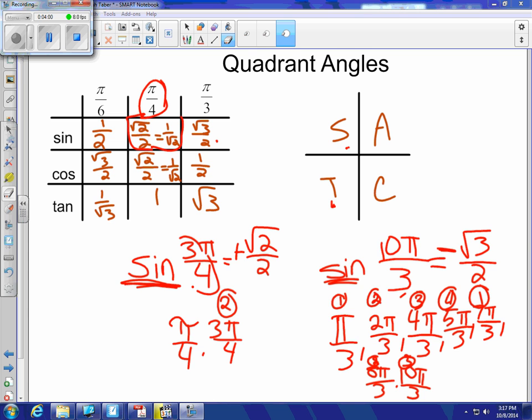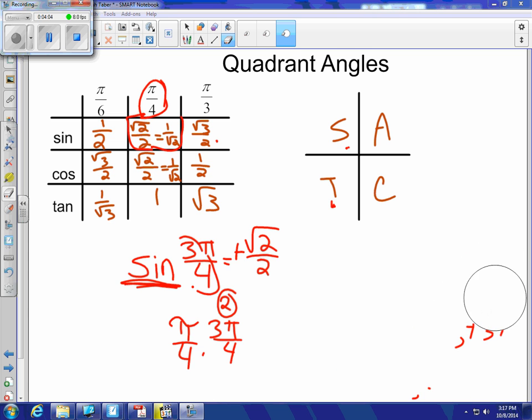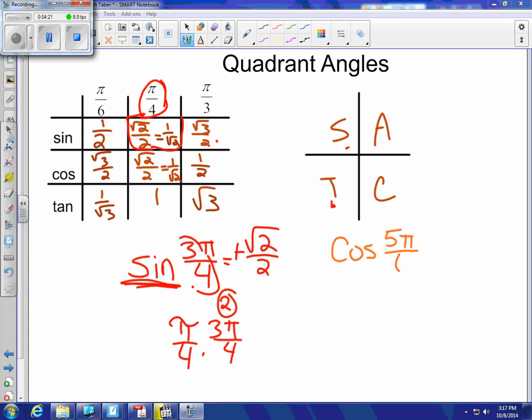Let's try something different. Let's try something with cosine. Let's do, I don't know, cosine 5 pi over 6. Well, what does that equal? Well, we know we got to use the pi over 6 column, right? And what's our trig function? It's cosine. So it's square root 3 over 2, right? Well, now we need to know, is it positive or is it negative?